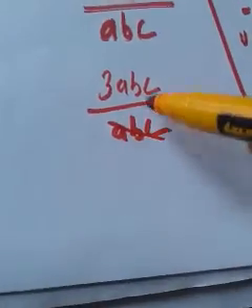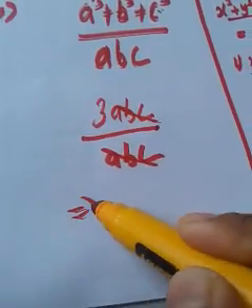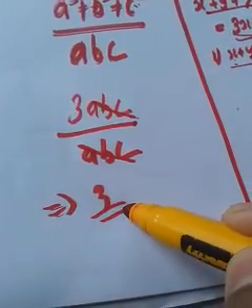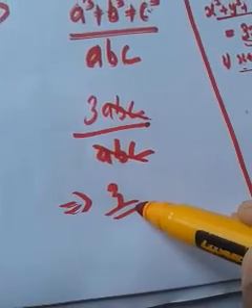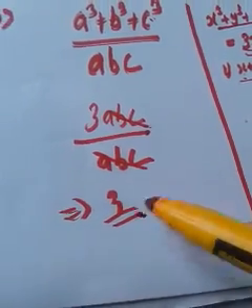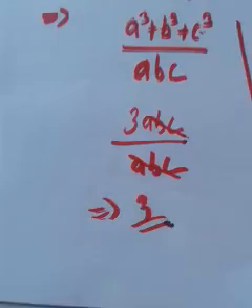Now just see, this abc gets cancelled. What will we get? 3. So 3 is the final answer for the question. Okay, 3 is the final answer. You may have understood, no? Clear?